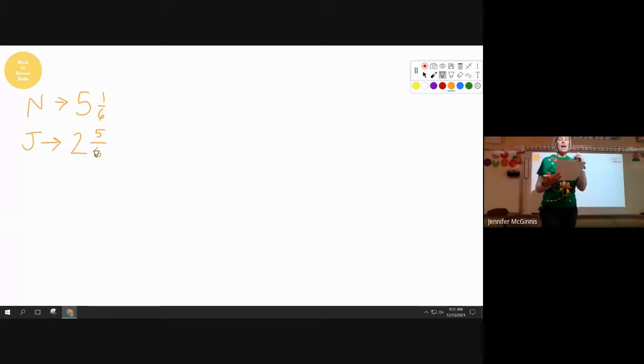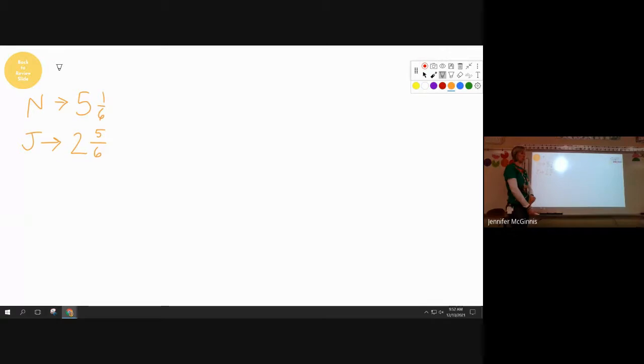Part B says, how many minutes longer is Noah's favorite song than Jada's favorite song? So what are you going to have to do to these two things? Subtract them. Then letter C, that's the third part. It says, Jada says she can listen to her song 2 times in the same amount of time it takes Noah to listen to his song once. She says, I can do mine 2 times in the amount of time it takes you to do yours 1 time. So what are you going to have to do?